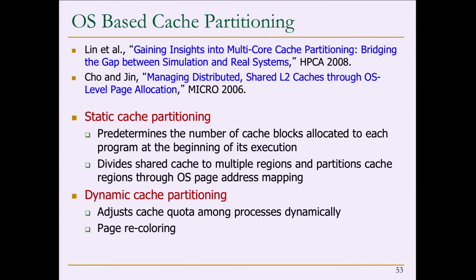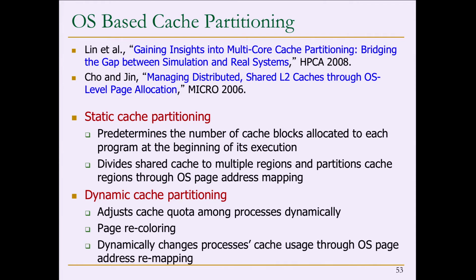But if you monitor the cache miss rate, and you decide the number of blocks you allocate to an application dynamically, then you'll need to change the cache quotas or cache partitions periodically, and that actually causes a lot of overhead. And we'll see the overhead. The overhead really comes from what's called page recoloring. You dynamically change the process cache usage through OS page address remapping.